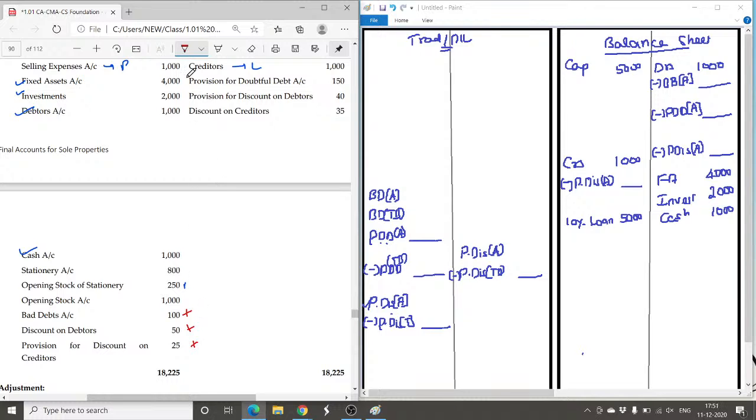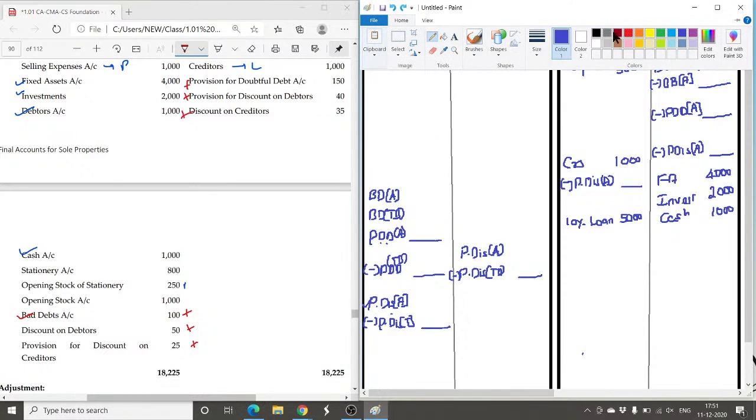Similarly, here also on the credit side, provision for doubtful debts we have, provision for discount on debtors we have, discount on creditors we have. These are a bunch of transactions. I am going to post now. Bad debt, because it is going to be posted in the working note. Bad debt in the trial balance will come where? Here. The value being 100.